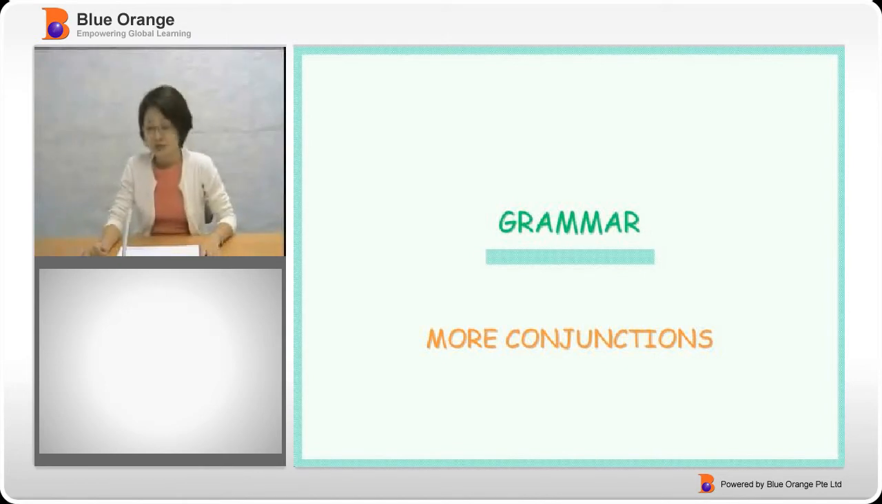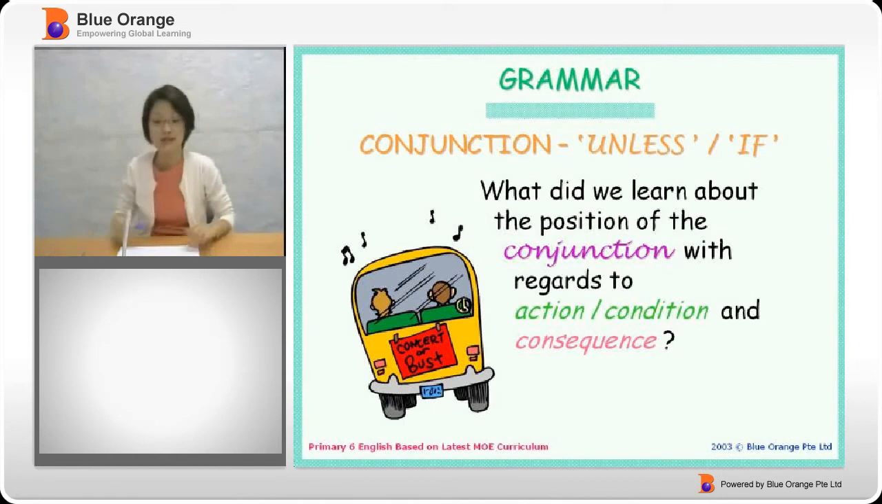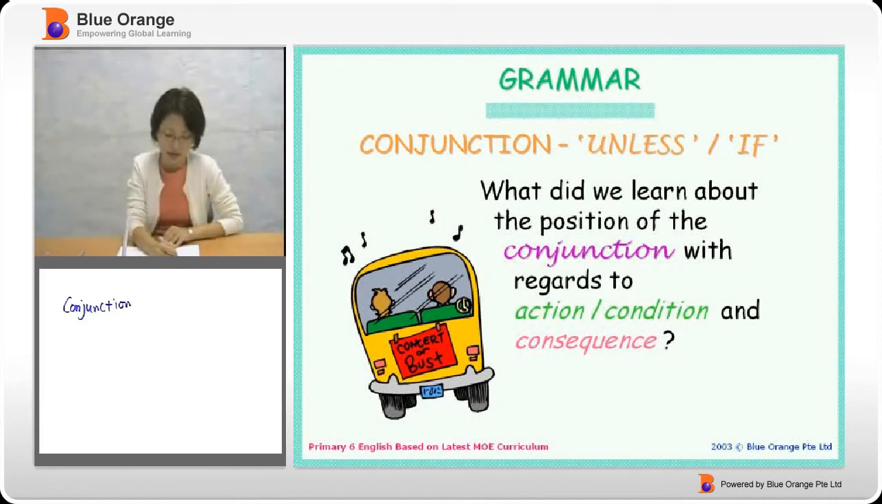Ready for an example? Well, before we start, let's do a bit of a recap. When a conjunction is in the front, I mean unless or if, what do you think is behind it? It will have to be the action here and the consequence here.